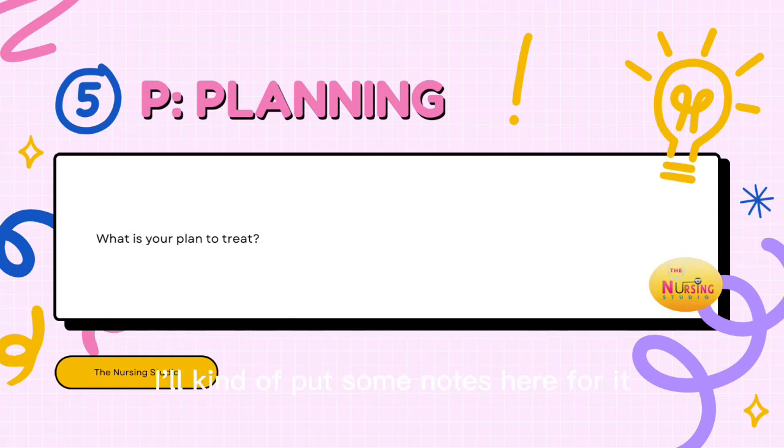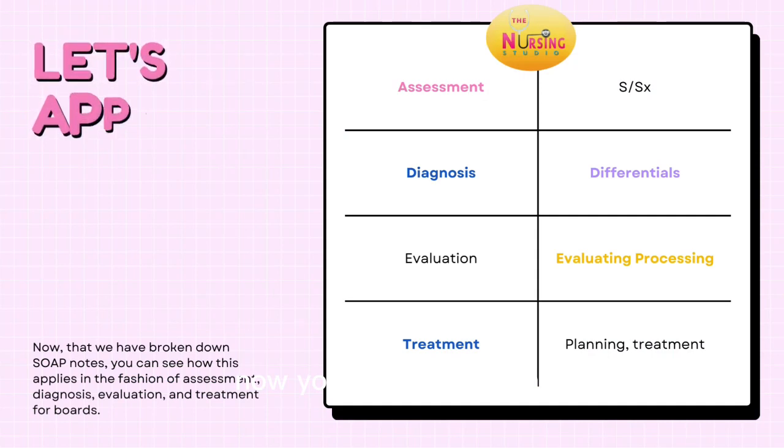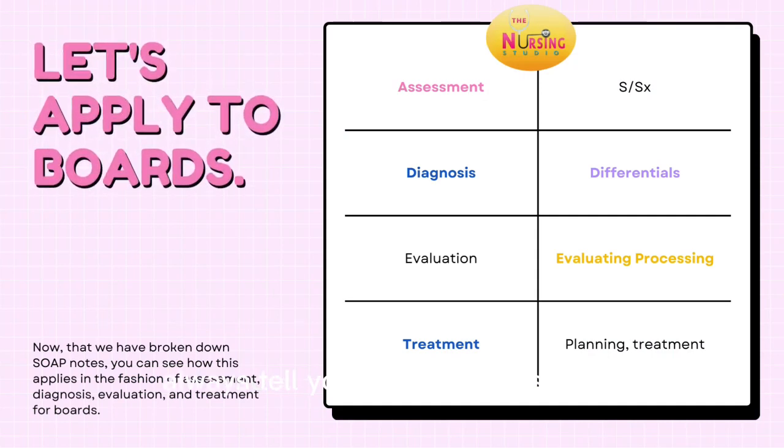And I'll put some notes too for it, but slow it down, write it down if you need to, pause it, go back, think through it if you want to, as I am going through each stage, because when you're used to doing it, it just rolls off your tongue. So hopefully this helps to briefly tie that together. But as always, I like to tie in how I associate this with board preparation. Now, you guys know that I always tell you to think assessment, diagnosis, evaluation, and treatment when thinking about boards.